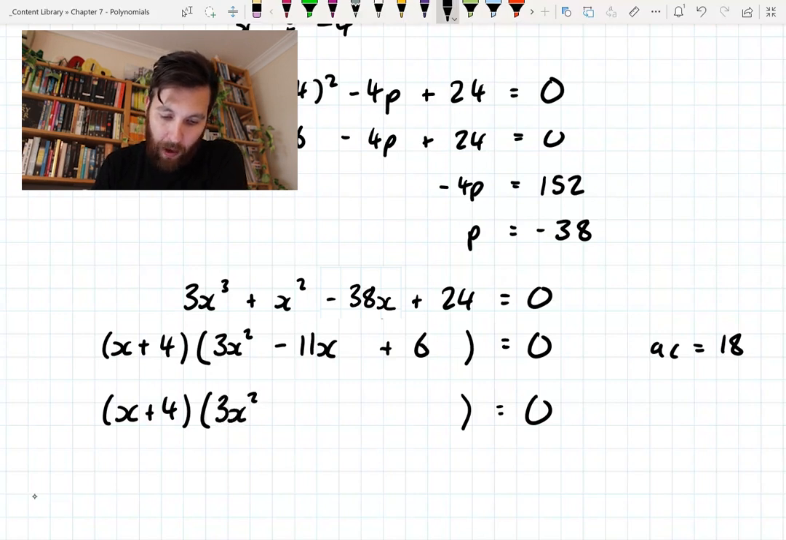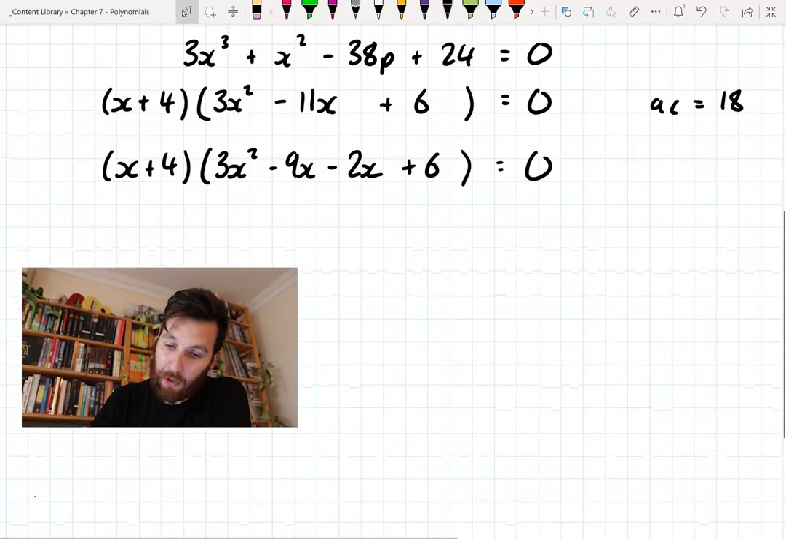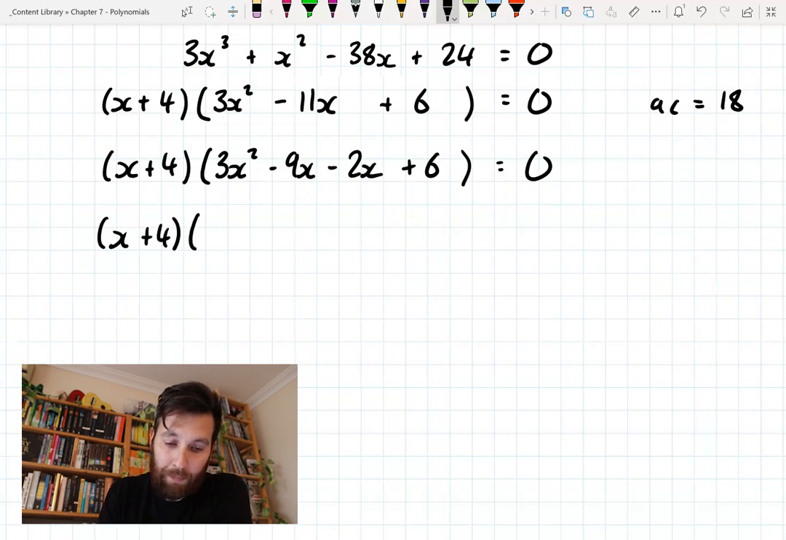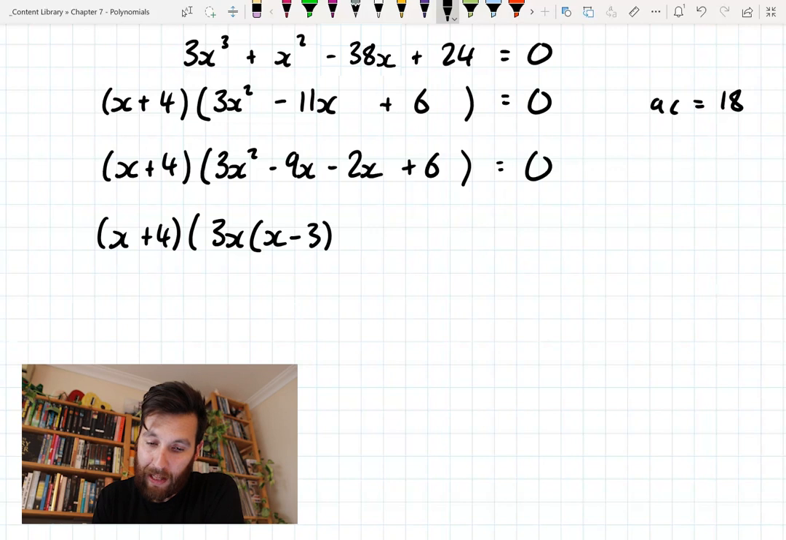So 3x squared, take 9x, take 2x plus 6. And all of that is equal to 0. Let's keep going. Okay, x plus 4. Now I want to take out for my first pair of terms here the common factor of 3x, and then I'll multiply by x take 3. And then for the next one, I'll take out my common factor of take 2, and that'll leave me with x take 3 in the middle just there.